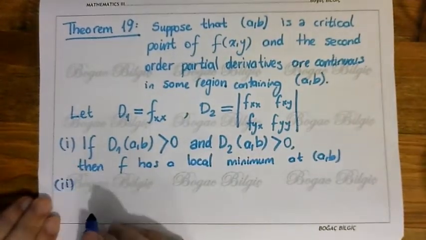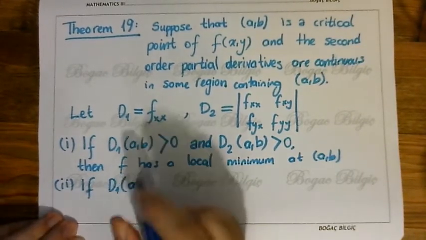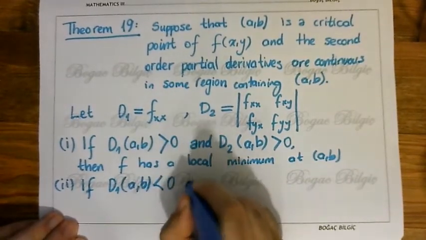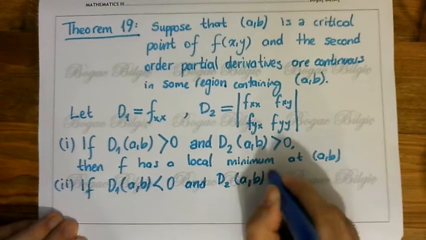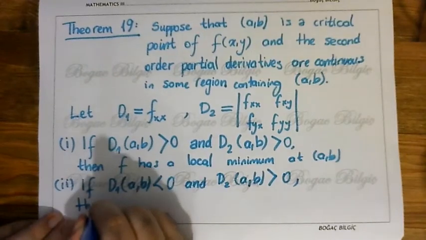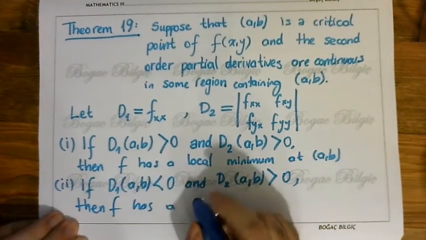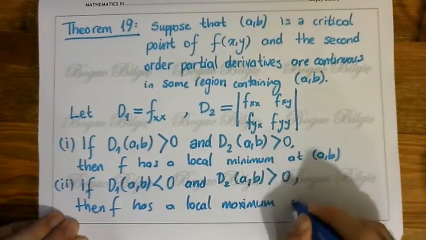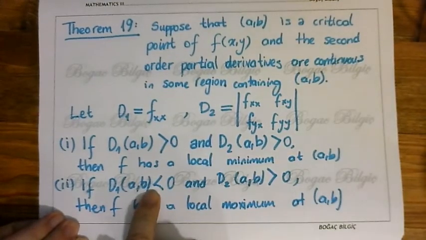2. If D1 at the point (a,b) is smaller than 0 and D2 at the point (a,b) is bigger than 0, then f has a local maximum at the point (a,b).